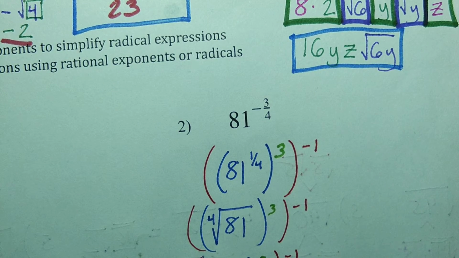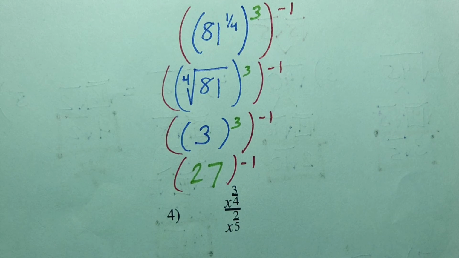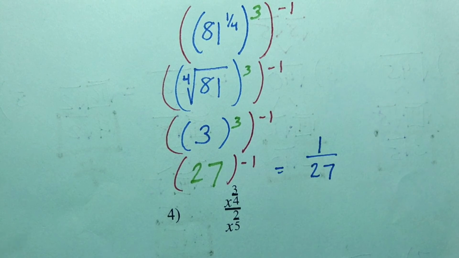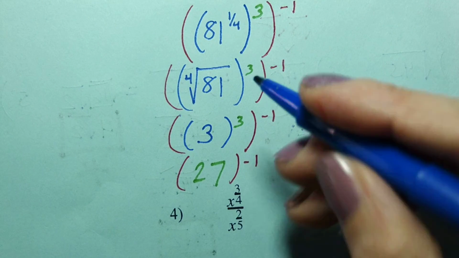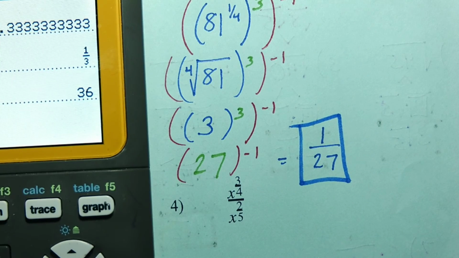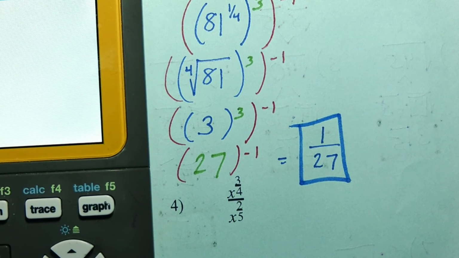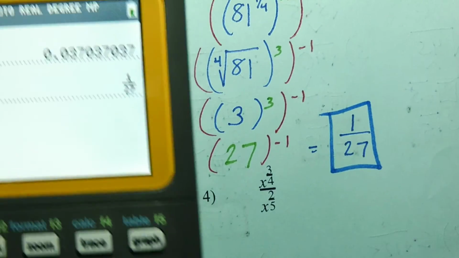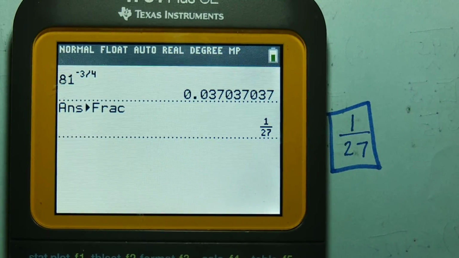And then 27 to the negative 1. We give that 27 a bad attitude and send it to the downstairs. We get 1 over 27. And there's our final answer. And if I wanted to check it on my calculator, 81 to the negative 3/4. Math, enter, enter. Ta-da! We get 1/27.